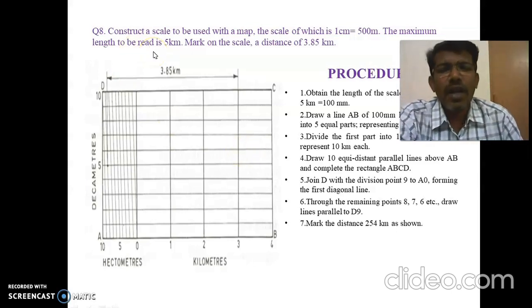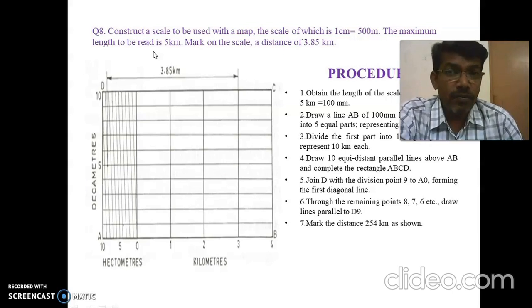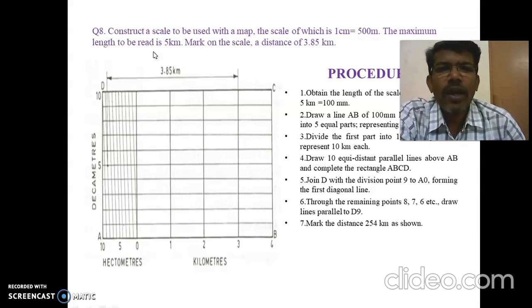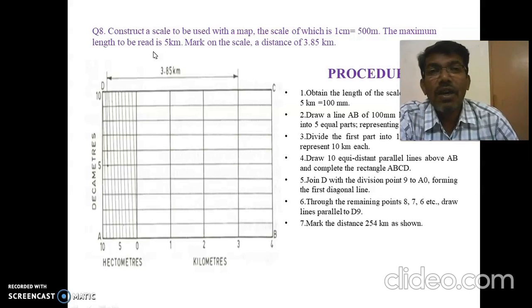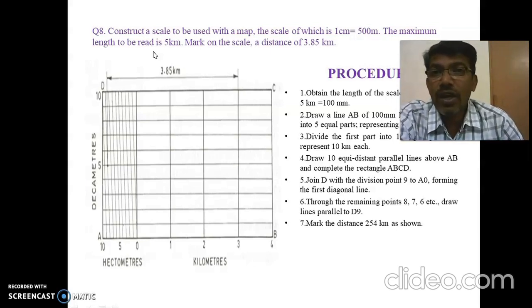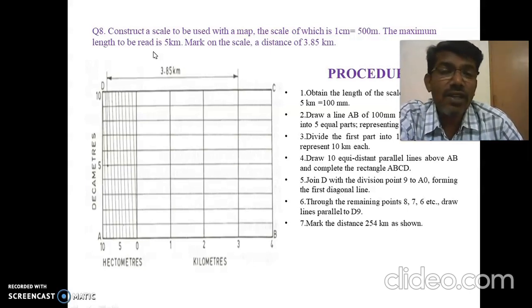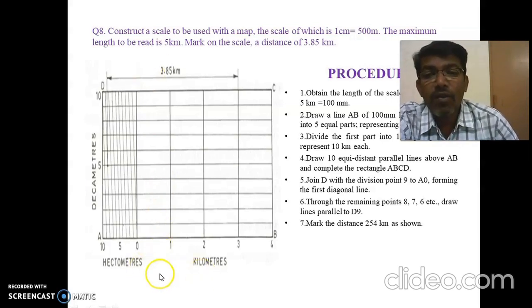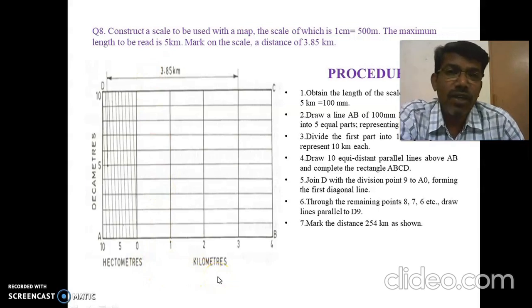Suppose 10 kilometers, 10 divisions. Suppose 5 kilometers, 5 divisions. Suppose 20 feet, so you take how much? 20 divisions. Whatever it is, it is easy. You make the divisions, and you have to mention units, subunits, and sub of subunits in case of diagonal scales, and this is mandatory. Below the diagram you have to mention the representation factor of the scale, so that you will get marks in the drawing.